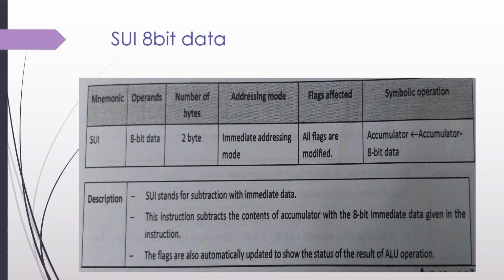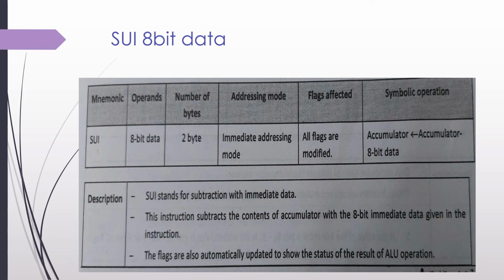What are the 2 bytes? The opcode and the immediate data byte. Those two are the bytes needed to give SUI 8-bit data its complete meaning. As you see, it is a subtraction instruction, so all flags may be modified.